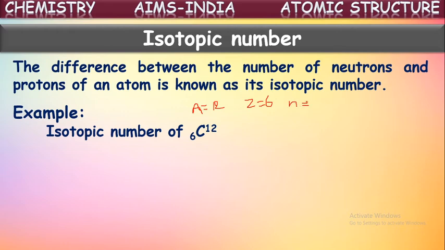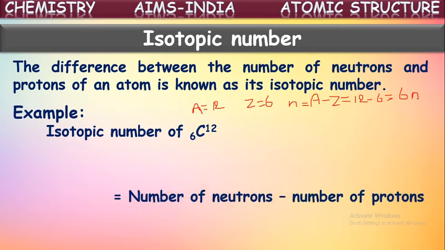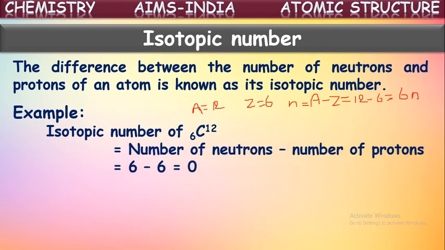Now, can we calculate the number of neutrons of carbon? Yes, we can, because we have a formula: mass number minus atomic number gives its number of neutrons. So the mass number is 12 and the atomic number is 6. So what is the number of neutrons now? 6 neutrons. Now the difference between the number of neutrons and number of protons of this atom gives its isotopic number. It is 6 minus 6 because both are 6 here. So as there are the same number of neutrons and protons, its isotopic number is 0.